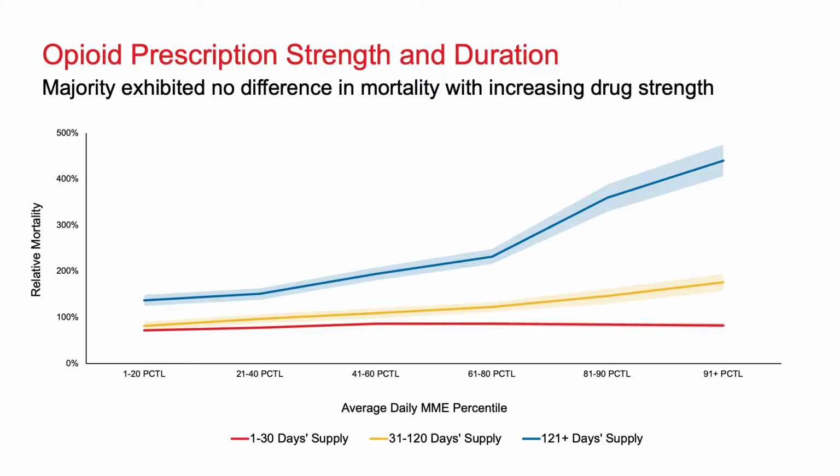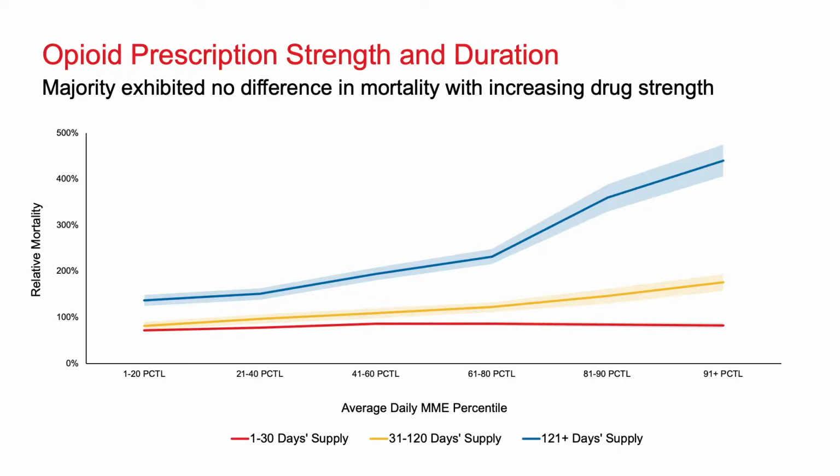Along the x-axis, from left to right, we see increasing average daily drug strength. Each line on this graph represents a different duration of opioids prescribed. If you focus in on the red line here, we see that regardless of the increase in average daily opioid strength, there's no increase in relative mortality. This is key because this represents 80% of opioid users. Not only that, but they have consistently lower mortality results than the average opioid user.